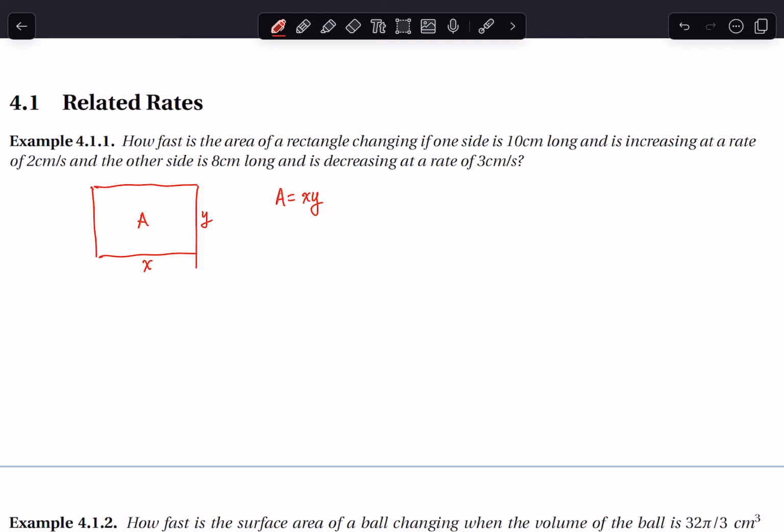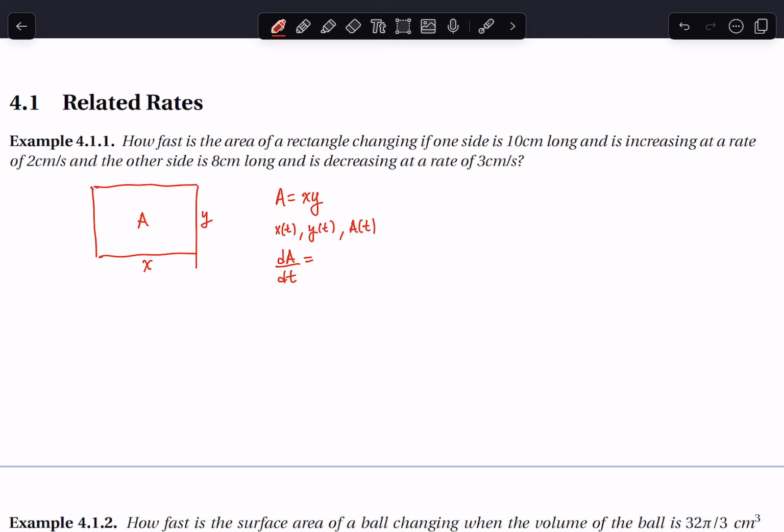Area is x times y. And here, x is a function of t and y is a function of t. They are both changing with respect to time. So the area is also a function of t. Okay? So the problem is asking us to find the rate of change of A.